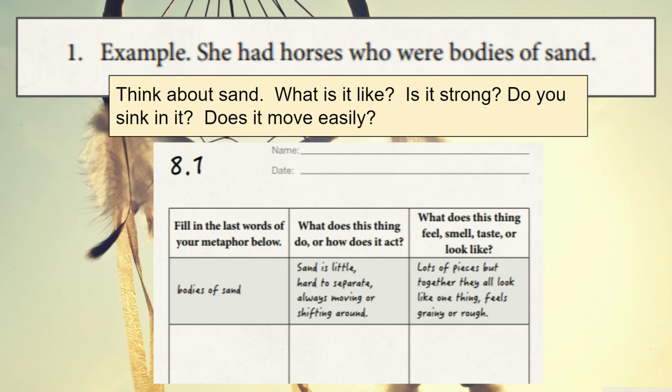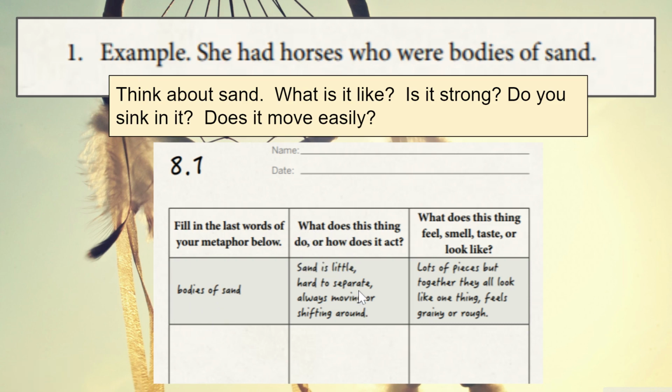So I would first think about sand. I know I'm comparing the horse to sand, the body of sand. How is sand composed? What is it like? Is it strong? Does it sink? Is it thick? Is it thin? Is it easy to move? Okay, so those are all things that I could be questioning. So in the first column, you'll see that we wrote bodies of sand.